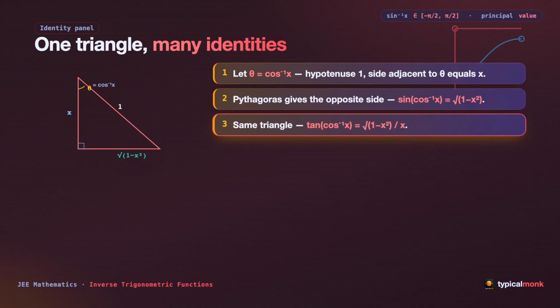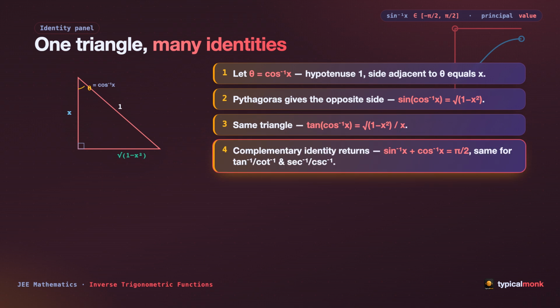Third, the same triangle gives tangent of cosine inverse x, the square root of 1 minus x squared divided by x. And fourth, the complementary identity returns sine inverse x plus cosine inverse x equals π/2. And the same pairing holds for tangent inverse with cotangent inverse and secant inverse with cosecant inverse.